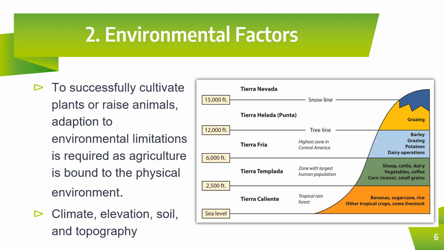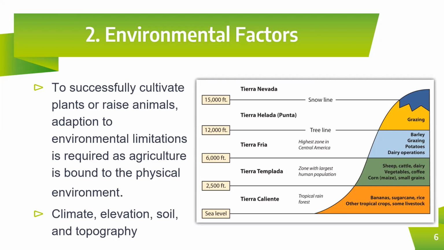Elevation is an environmental factor because it affects the growing season and what plants can be grown. Each increase of 1,000 feet above sea level means a corresponding decrease of about 3.6 degrees Fahrenheit, or about 4. The higher, the shorter the growing season.